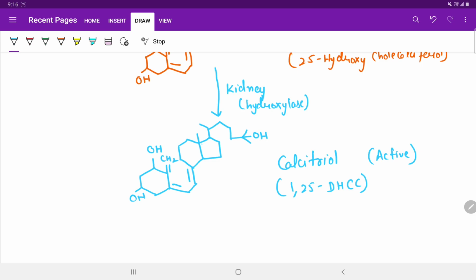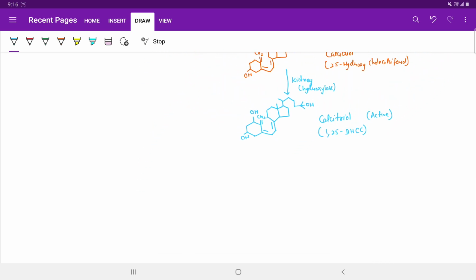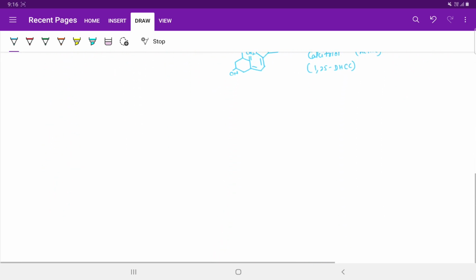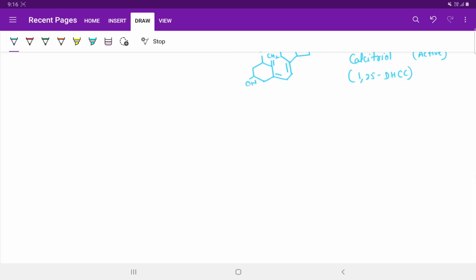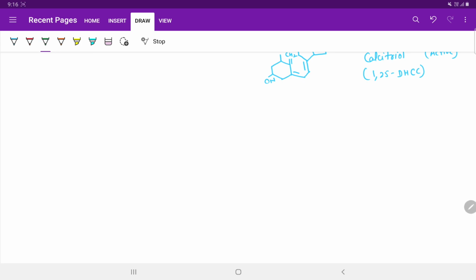So the biochemical functions include, first, the intestine. Now let us draw them in the form of a diagram, so it will be easier for you to remember how these functions work. So what is the metabolism and biochemical functions of vitamin D? So we shall be writing here about the metabolism of vitamin D. So it will basically include calcitriol and calcidiol.